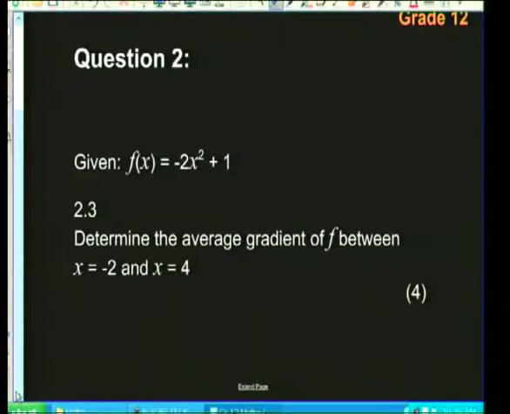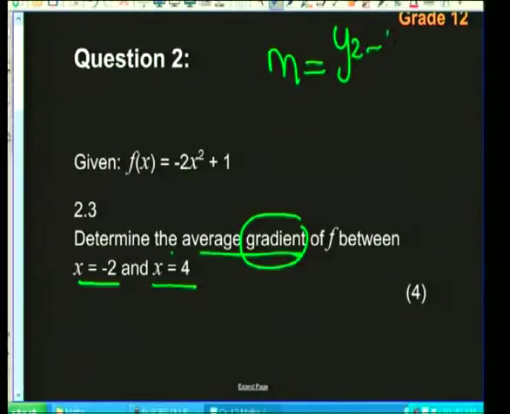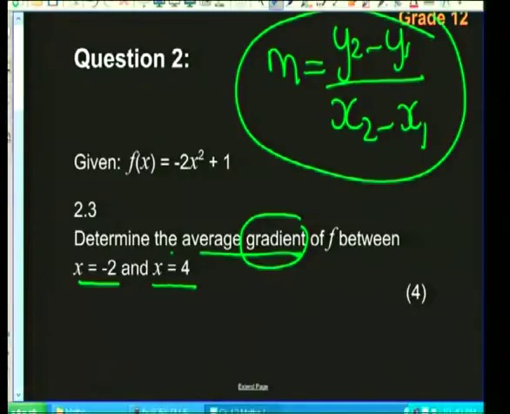Let's now look at a different type of question. It says, given that f of x is equal to negative 2x squared plus 1, determine the average gradient of f between x equal to negative 2 and x equal to 4. We've seen these words before, right? Now, average gradient. We know from previously that gradient, which is m, is y2 minus y1 over x2 minus x1. And this formula we use very commonly in algebra, in analytical geometry, and now here.